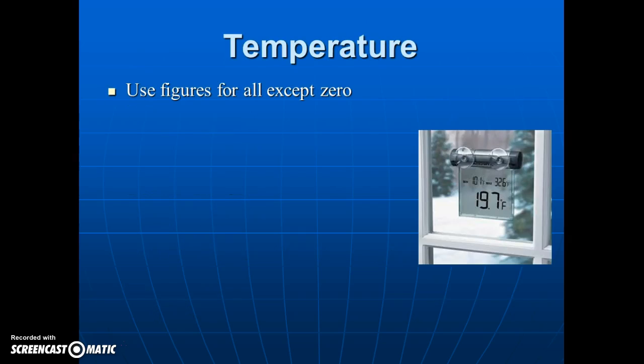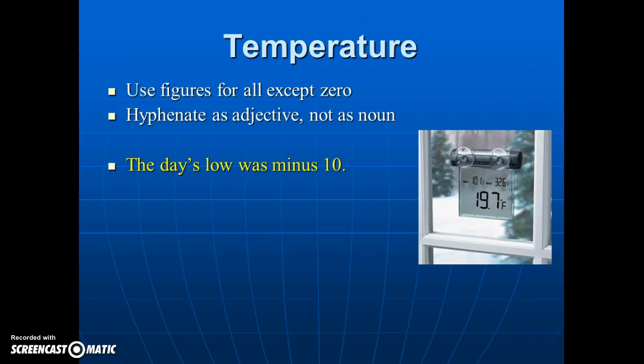Temperature is another exception, so we use the digits or the figures for everything except 0. We spell out 0, and the reason for that is that it's hard to tell the difference in 0 and the letter O. So you want to be really clear always with what you're writing, even in the characters you choose. Hyphenated as an adjective and not as a noun. So the day's low was -10. -10 degrees Fahrenheit is assumed here. We're going to be working for an audience in the United States. We can assume Fahrenheit, and that's okay to use -10.